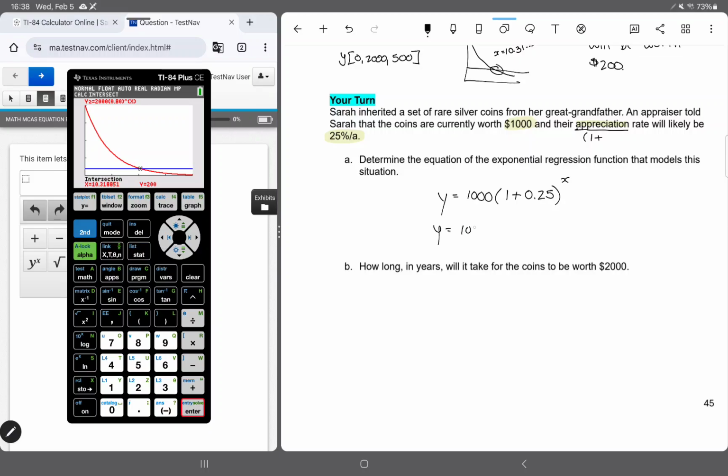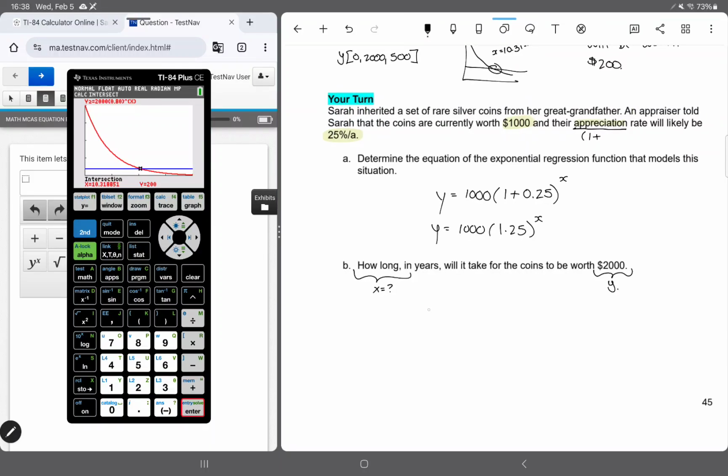So again, I'm going to simplify that. There we go. So how long means I'm solving for an x. In years will it take the coin to be worth 2,000. So that's my y. So we're going to have 2,000 equals 1,000, 1.25 to the power of x.